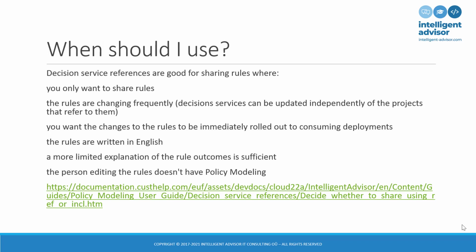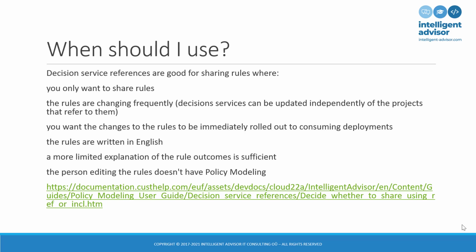Let's start with some big picture questions. Decision services are great for sharing rules when you only want to share rules. You don't want to share a user interface, where you don't want to have extra items that you're going to share. Maybe the rules are changing very frequently. Since decision services can be updated easily independently of an Oracle policy modeling project that's referring to them, this is a selling point. Maybe you want the changes to the rules to be immediately rolled out and available to consuming deployments, which is essentially the same thing, but in some respects it's more efficient than an inclusion.